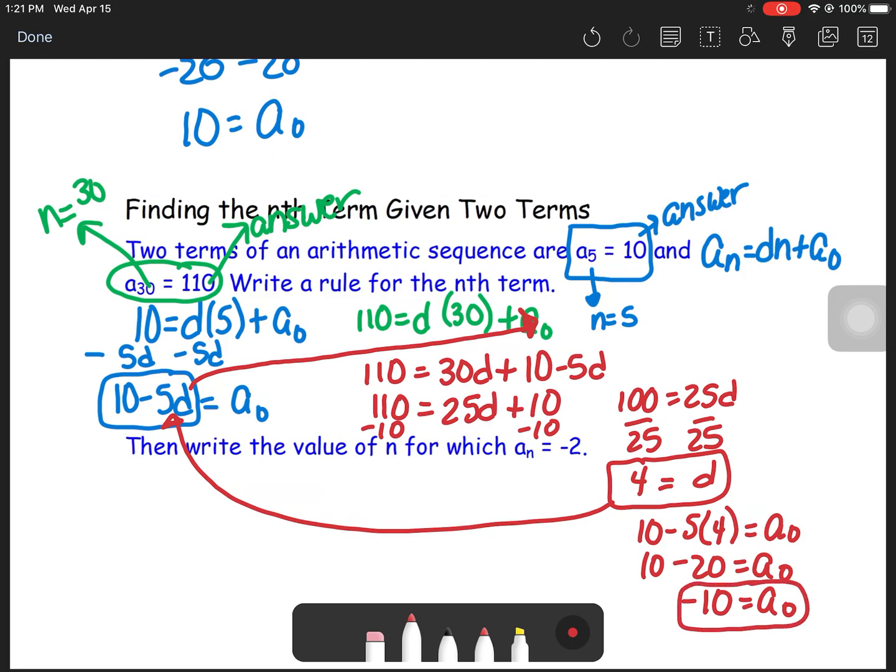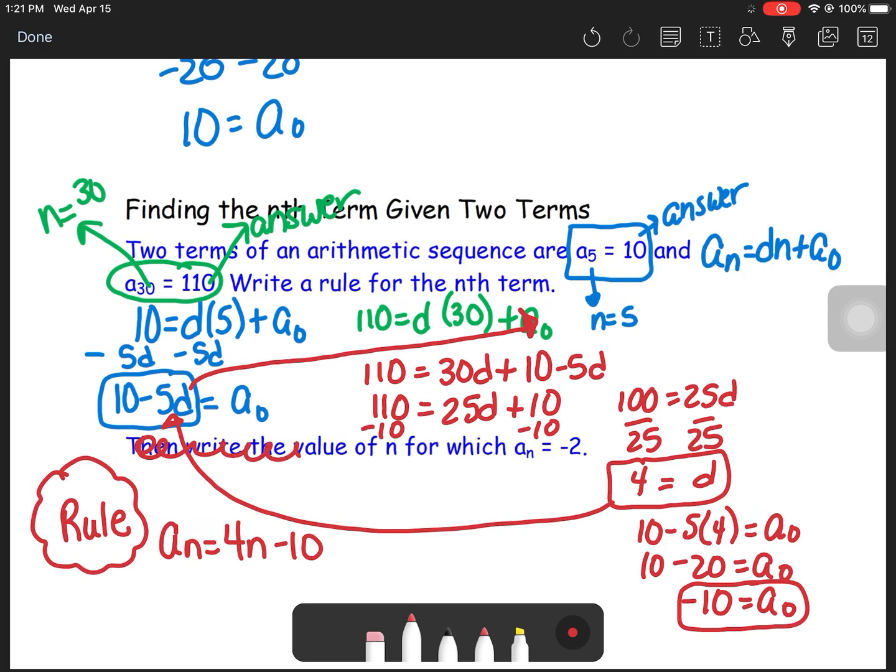So now we can write our rule. So a sub n equals, d is 4, times n, and then plus a negative, or minus, 10, which is our 0 term. Lastly, it says, then write the value of n for which a sub n equals negative 2. We're just going to cross that one off. That would just be a brand new problem. Okay? All right. So that is our arithmetic sequences.